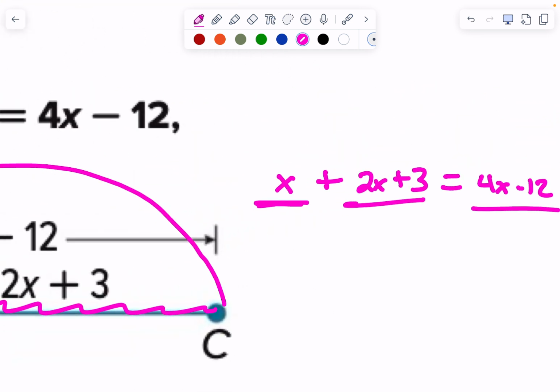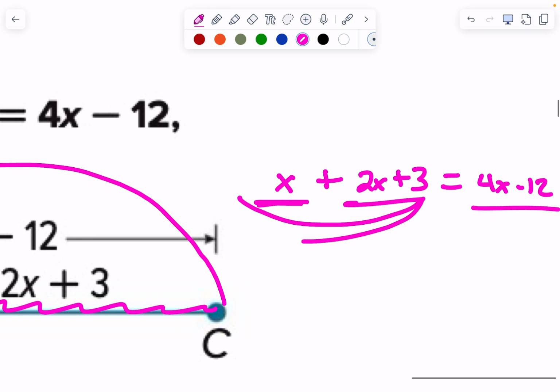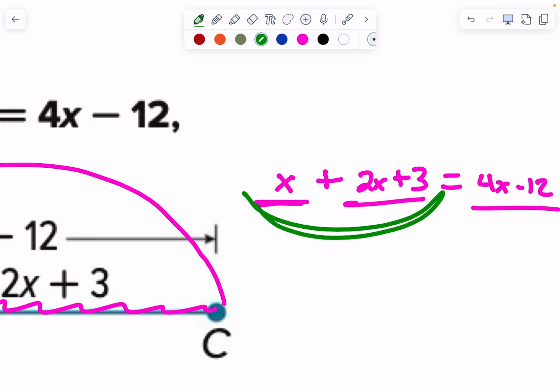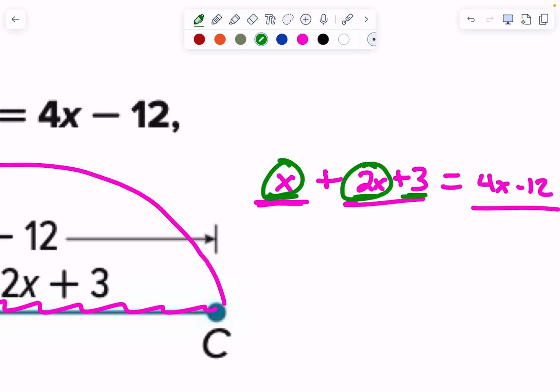Okay, and now I'm going to do math. On this side, how many terms do you have? Like, how many pieces are there? Three terms, right? This term, this term, this term. Okay, I'm going to start combining like terms. x and 2x, I can put those together. What does that make?